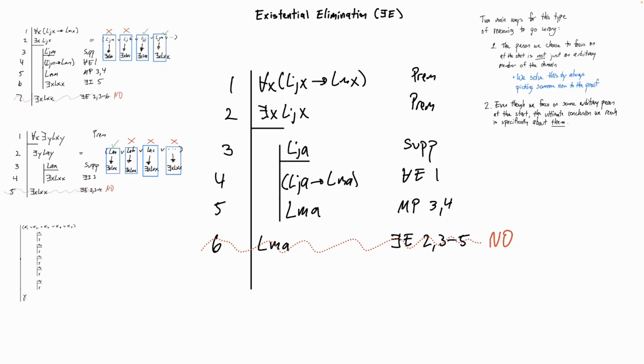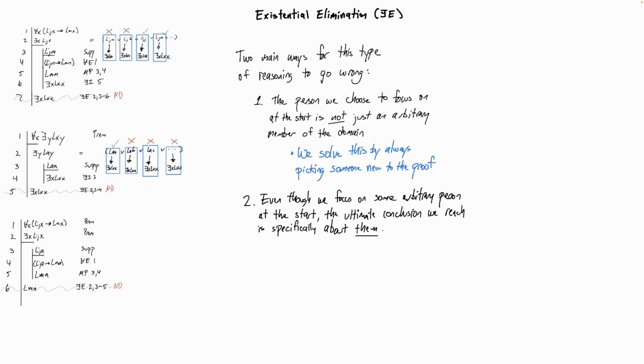The problem is that our ultimate conclusion is specifically about Alex, the person we chose to focus on. That's why it's a conclusion we wouldn't have been able to derive in all cases. So this is something else we have to avoid. And we avoid it just by stipulating that your ultimate conclusion cannot specifically mention the person you chose to focus on at the start. That's another requirement of using the existential elimination rule.